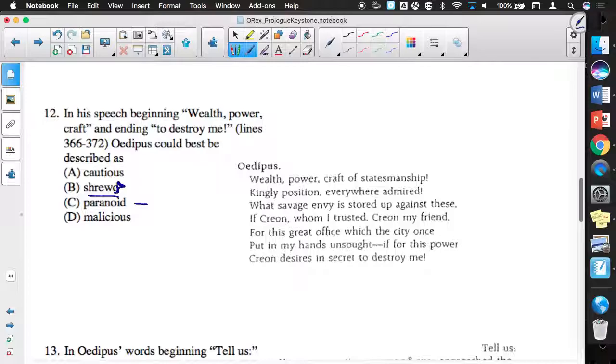Paranoid means you are going to be worried. You're concerned at all times. Malicious is essentially going to be you are evil.